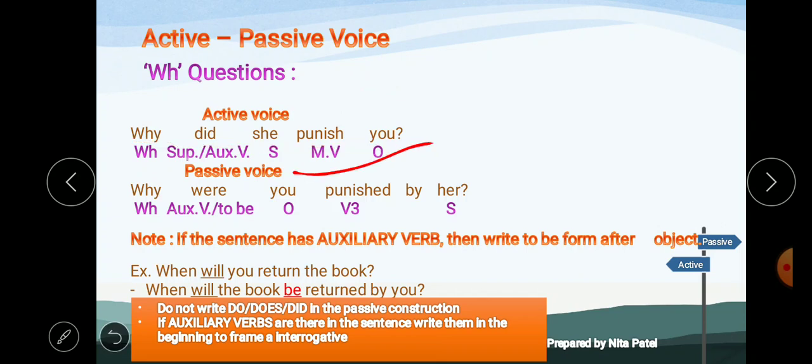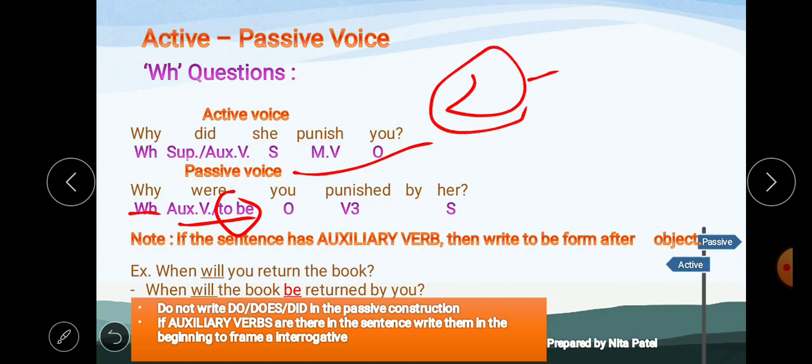Now let's see the passive voice structure. First, we are not going to cut off this WH word, right? So we have to write the same WH word. Second thing is that we will write the auxiliary verb or to be verb. If the sentence doesn't have any auxiliary verb, then we'll have to put the to be verb, and that happens only in two cases: if the sentence is in simple present or simple past. Otherwise every tense has its own auxiliary verb. So we'll put it here at the second place.